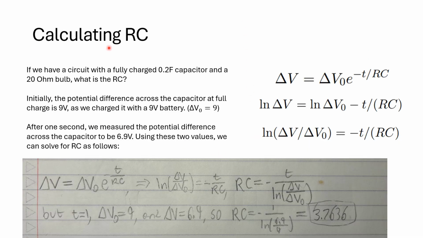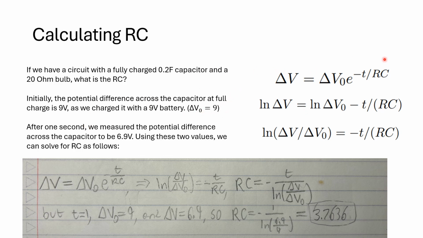We want to calculate RC, and this is the circuit we use to calculate it. If we have a circuit with a fully charged 0.2 farad capacitor and a 20 ohm bulb, what would be the RC of the circuit? To find this out, we first look at the initial potential difference across the capacitor at full charge, which is 9 volts, as we charge it with a 9 volt battery. So that means delta V0 equals 9.